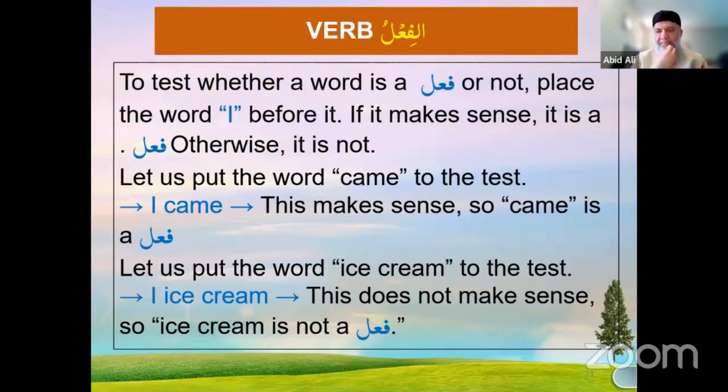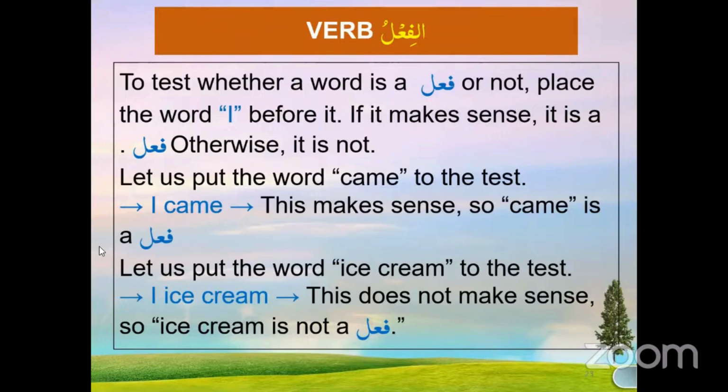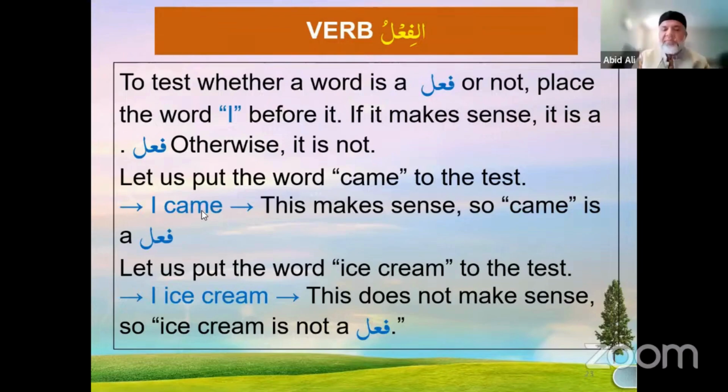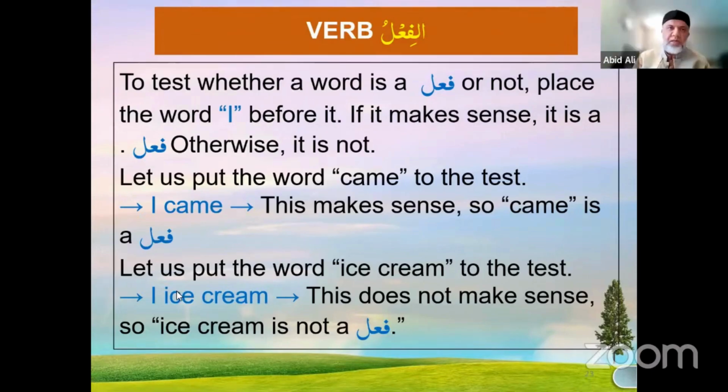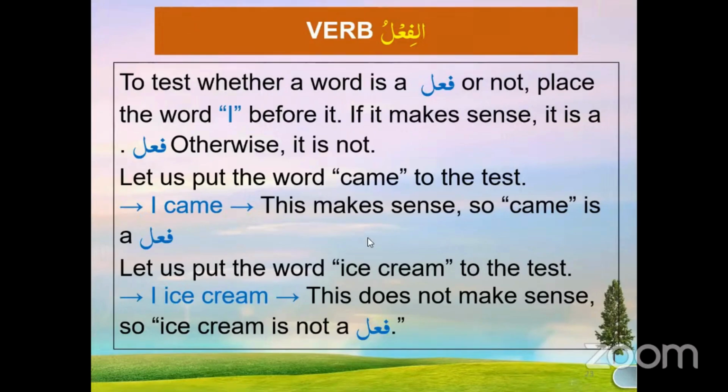So let's say we have the word "came." If I put "I" before it, it says "I came." Does this make sense? Yes. So this word "came" is a verb. And let's say we have the word "ice cream." If I say "I ice cream," does that make any sense? No. So the word "ice cream" is not a verb.